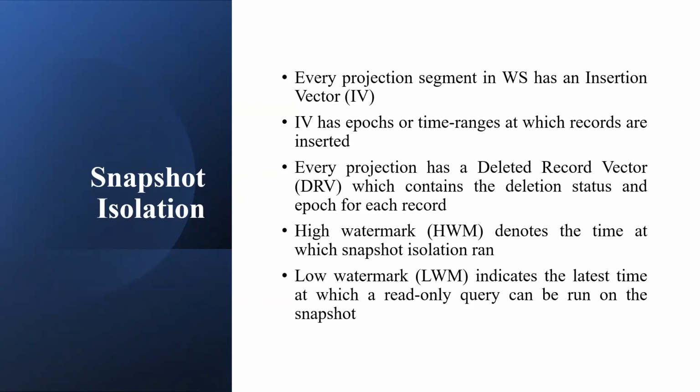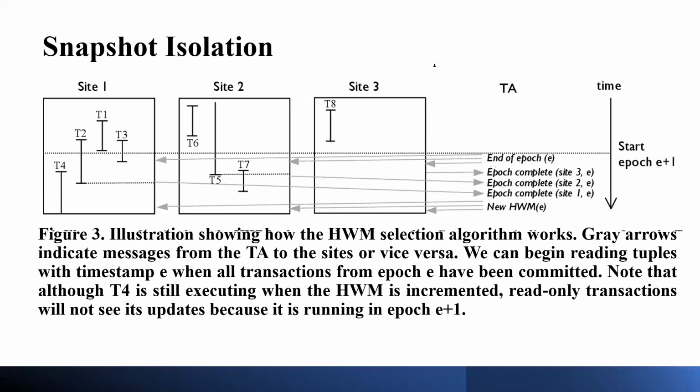So every projection segment in WS has an insertion vector called IV. So IV has epochs or time ranges at which records are inserted. And every projection has a deleted record vector as well, which is represented by DRV, which contains the deletion status, and a high watermark, which denotes the time at which snapshot isolation ran, and a low watermark, which indicates the latest time at which a read-only query can be run on the snapshot. So the figure here shows how the snapshot isolation works with site 1, site 2, and site 3 with decreasing time.